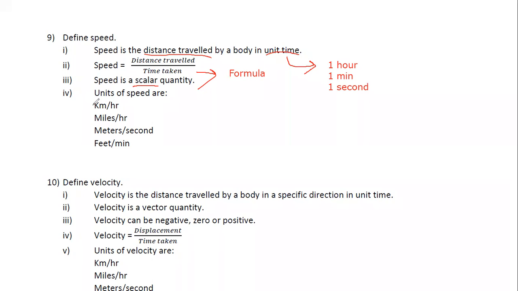What are the units of speed? Kilometer per hour. How many kilometers are getting covered in 1 hour? Miles per hour. How many miles are getting covered in 1 hour? Meters per second. How many meters are getting covered in 1 second? And feet per minute. How many feet are getting covered in 1 minute? Okay, so that is speed. Let's see what is velocity.